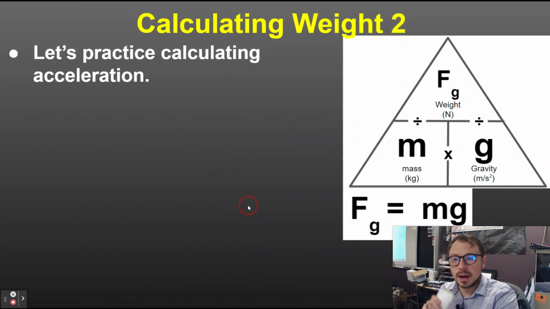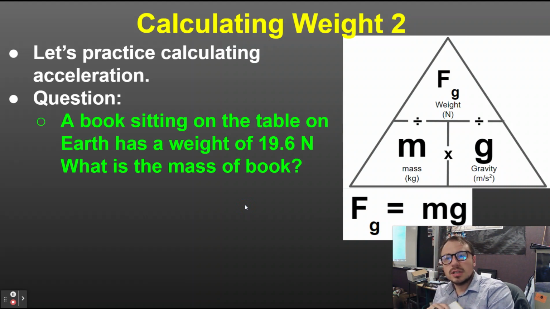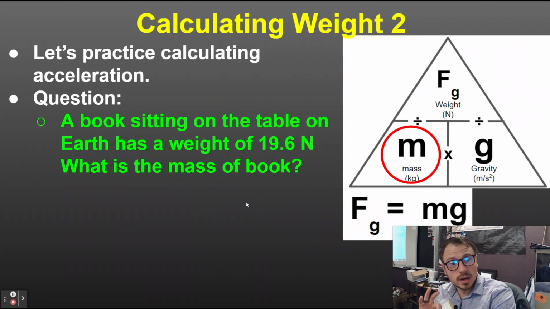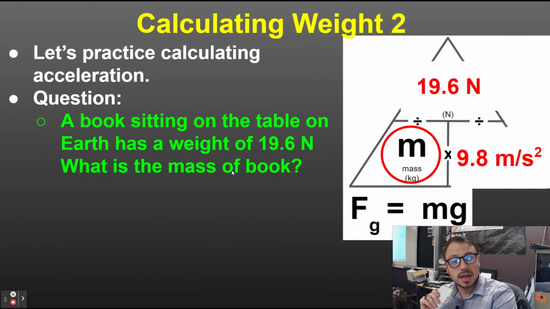So let's do another problem. A book is sitting on the table on Earth and has a weight of 19.6 newtons. What is the mass of the book? This question is asking us to find the mass. So in this triangle, we cover up mass, and we get the force of gravity, or the weight, divided by the strength of gravity. The weight is 19.6 newtons, and the strength of gravity, like it says, on Earth, is 9.8 meters per second squared. So all I do is plug that in, and I get 2 kilograms.